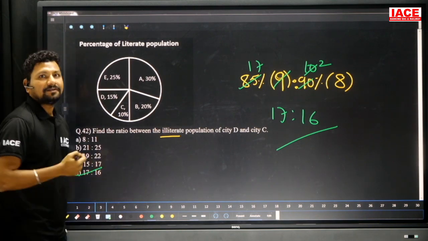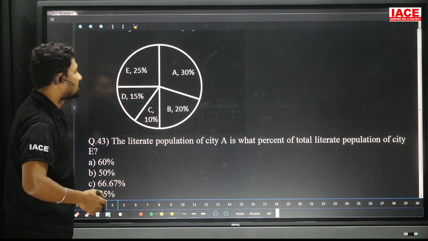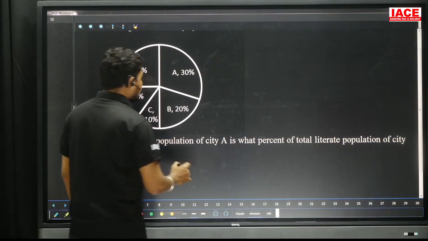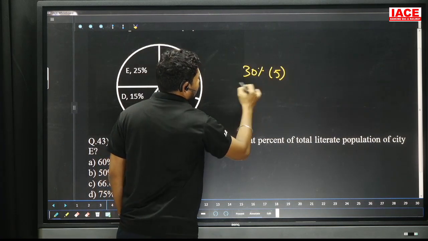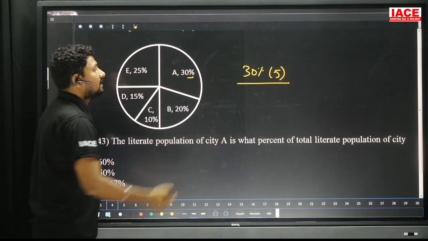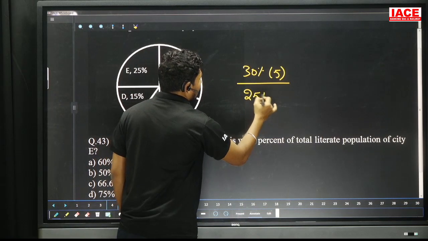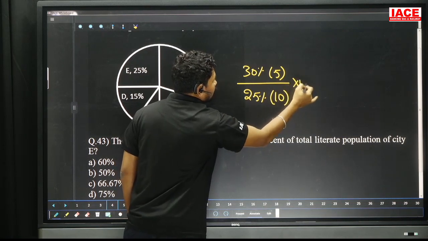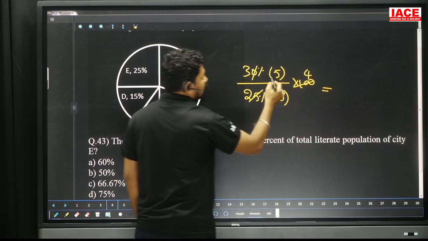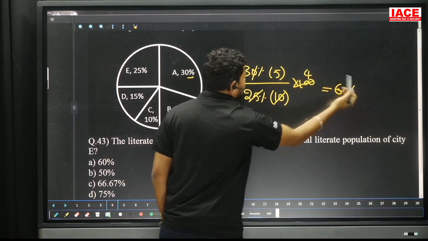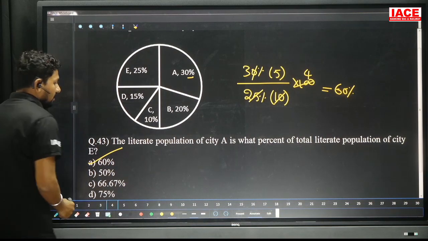Option E here. The literate population of city A is what percentage of the total literate population of city E? Literate population is required. Look, it is 30% of 5, which is 150. It is what percentage of the literate population of city E? City E is 25% of 10 parts. We need a percentage, so multiply with 100. Zeros cancel. 25 how many times? 4 times. 4 fives are 20. Overall it is 60%. So the option here is A.